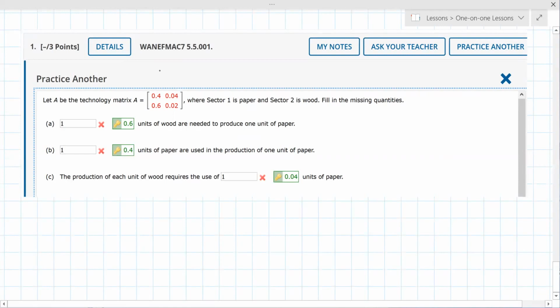I guess wood is on the rows or papers. I don't know, but this number comes from right here, and then this number comes from right here. And that's all you've got to be able to do. And then this number is down there. Okay. So you just have to know that mapping.